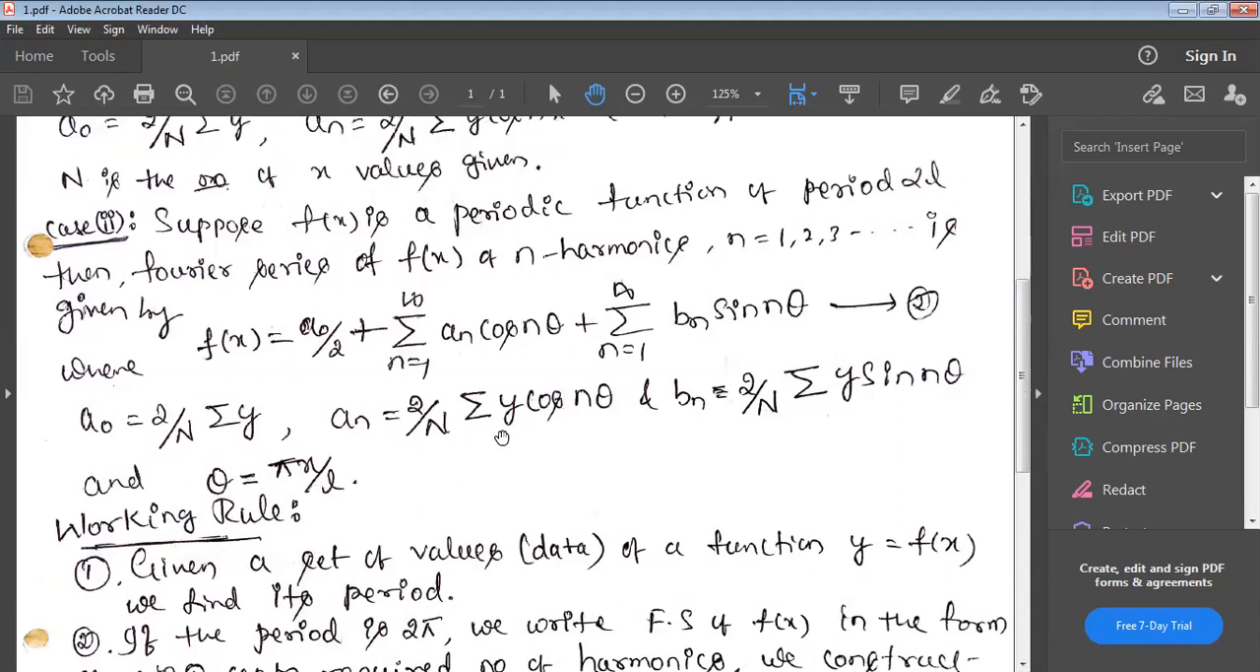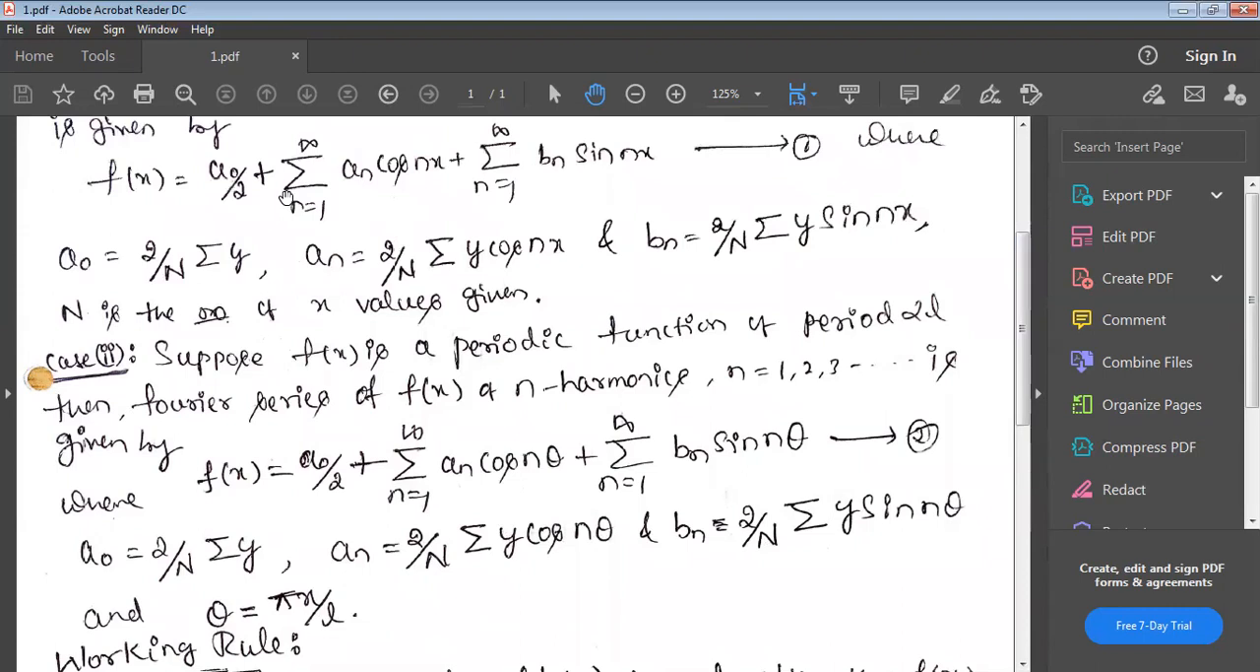Now if you look at these two expressions closely, the difference is that if f of x is a periodic function of period 2 pi, x will appear. If it is a periodic function of period 2L, instead of x we write theta, where theta is given by pi x by L. So the expressions are almost the same. The difference comes only in the variable: x in the 2 pi period and theta in the 2L period. But remember this expression, theta is pi x by L. These are the two different cases we have in a set of problems related to harmonic analysis.